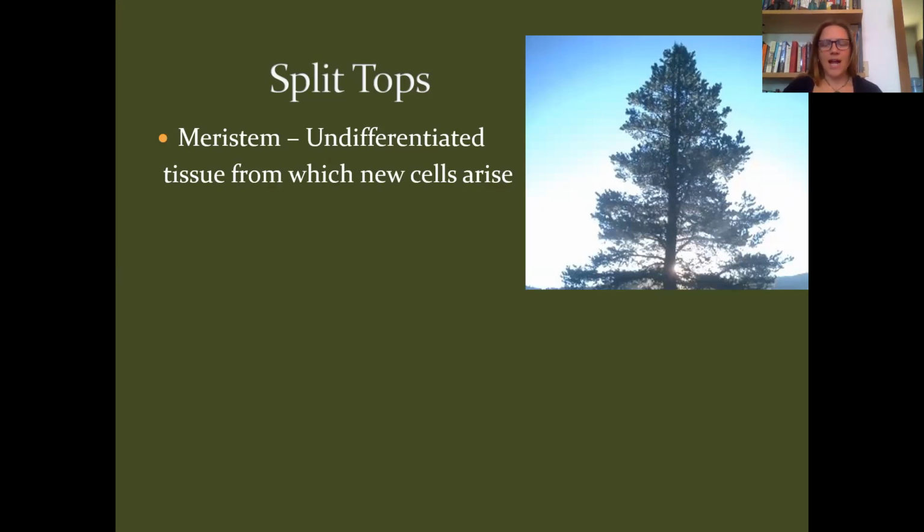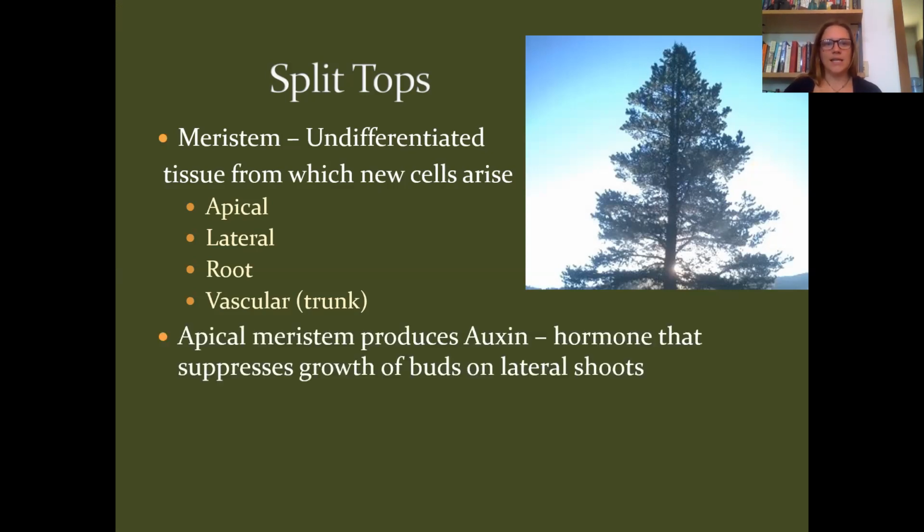And there's lots of different kinds of meristem tissue in trees. There's apical meristem, which is the meristem tissue at the very tip of the leader of the tree in the crown. Then there can be lateral meristem, at the tip of the lateral branches. Then there can be root meristem, at the tips of the roots. And then there's also vascular meristem tissue, which we'll talk about in the next section here.